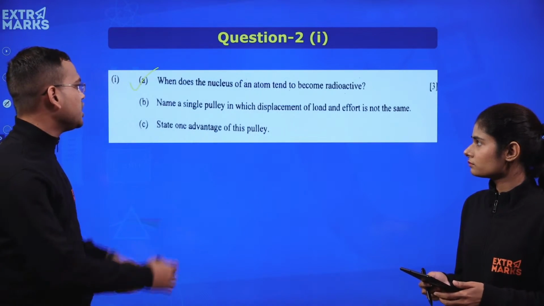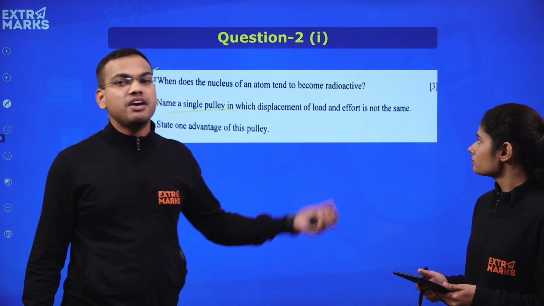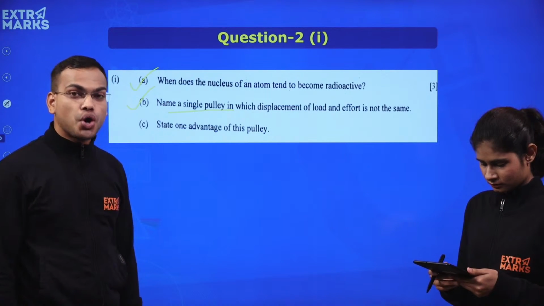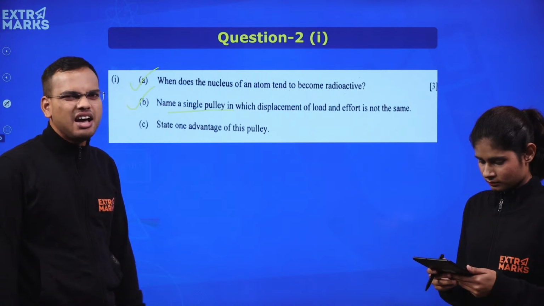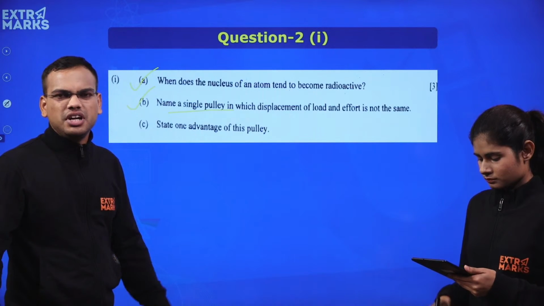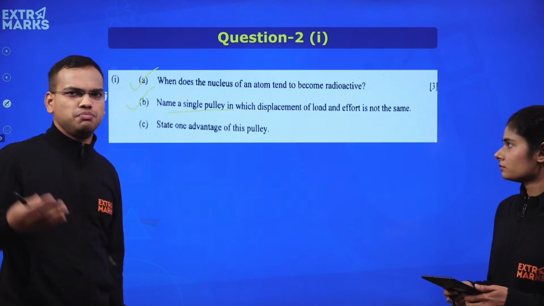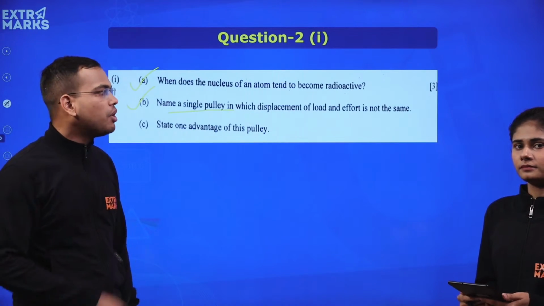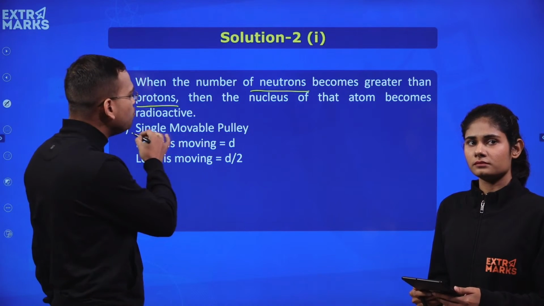Now, let's come to the second question: name a single pulley in which displacement of load and effort is not the same. If displacement of load and effort is not the same, then what kind of pulley is that? We have seen that a single fixed pulley will always have the same displacement of load and effort. How much the effort is moving, the load is also moving. But what kind of single pulley is that? Very simple. It is a single movable pulley.